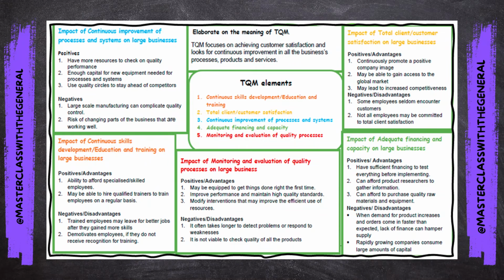So the question will always say, discuss the impact of so and so element on large businesses. So your answer must be on the assumption that this is a large business. Let's go into them one by one. Number one, impact of continuous improvement of processes and systems on large businesses. Positive: have more resources to check on quality performance. Enough capital for new equipment needed for processes and systems. Use quality cycles to stay ahead of competitors.